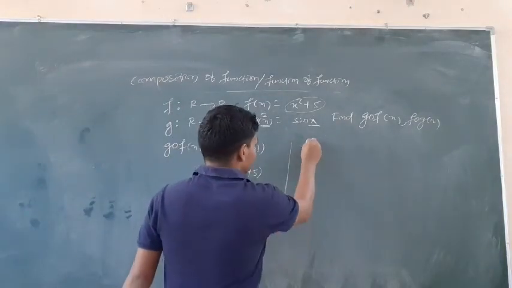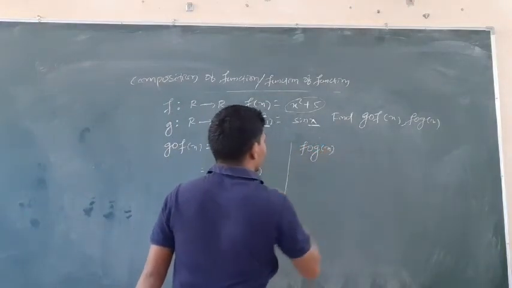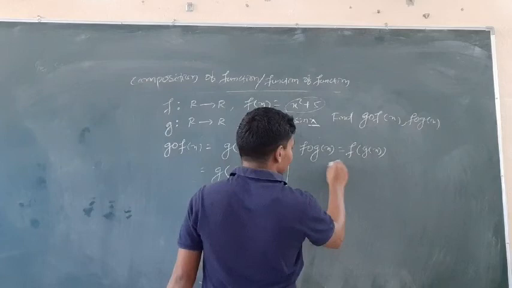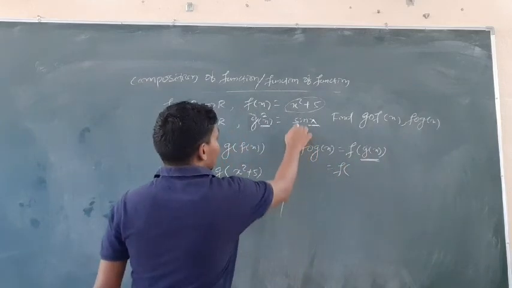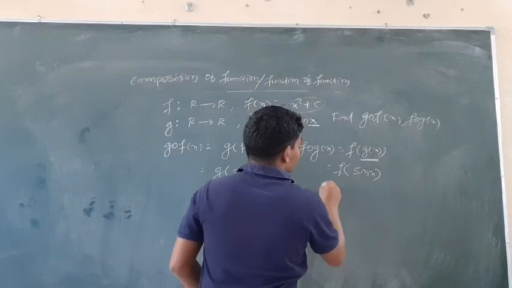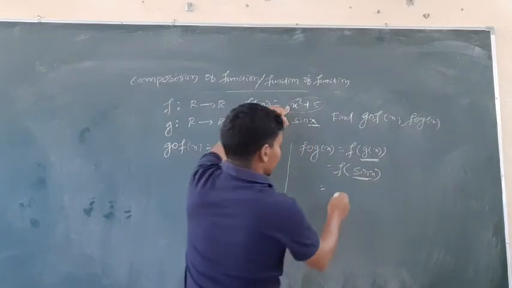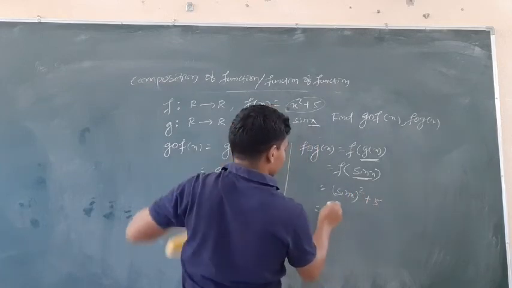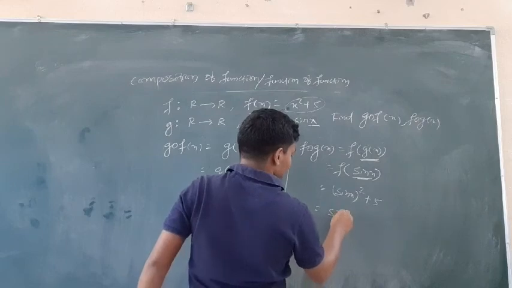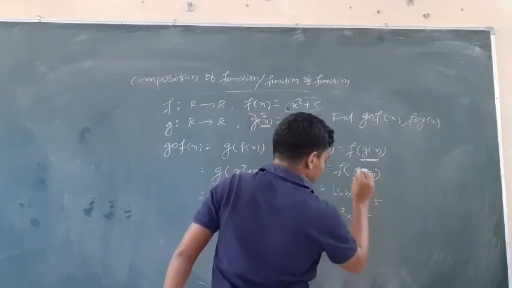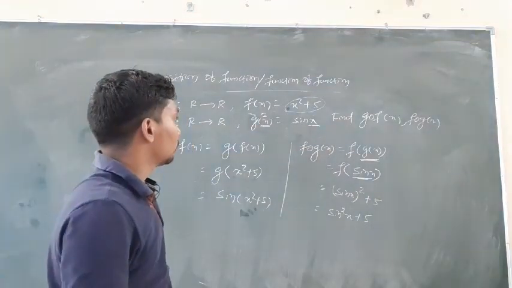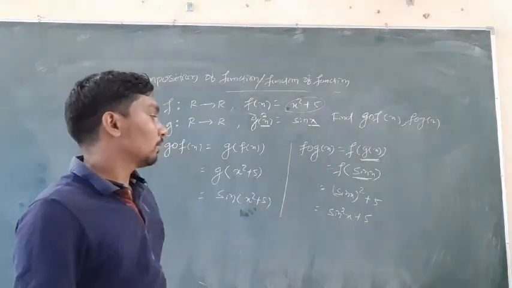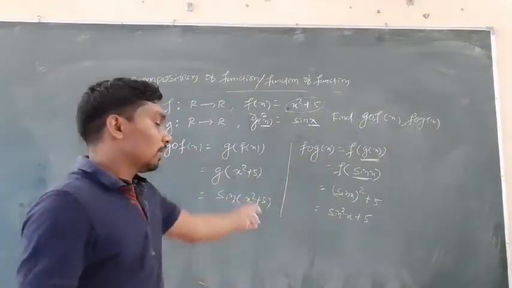Similarly, we have to find out the fog of the functions. Fog of the function means f of g of x. That means f of g of x, where g of x is equal to sin x. Replacing this value in place of x, we get sin x whole square plus 5. That means sin square x plus 5. This is the value of fog and the graph. In this way, we determine the values of graph and fog.